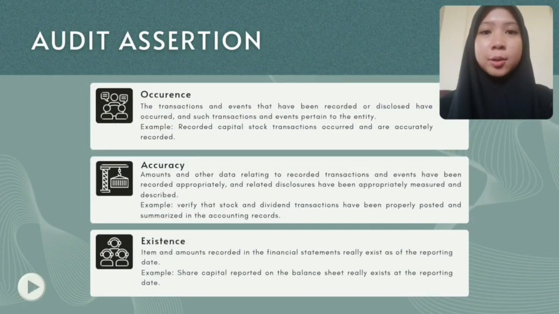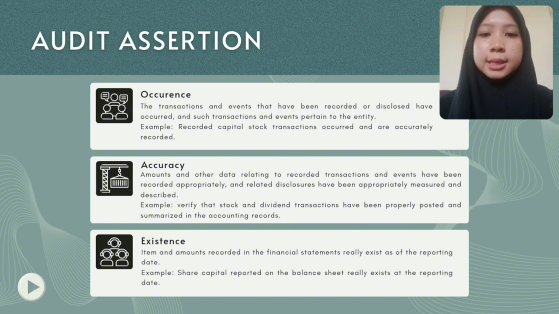Now, I want to present about the audit assertions. First, occurrence. The transactions and events that have been recorded or disclosed have occurred, and such transactions and events are pertinent to the entity. For example, recorded capital stock transactions occurred and are accurately recorded. Second, accuracy. Amounts and other data relating to the recorded transactions and events have been recorded appropriately, and related disclosures have been appropriately measured and described. For example, verify that stock and dividend transactions have been properly posted and summarized in the accounting records.